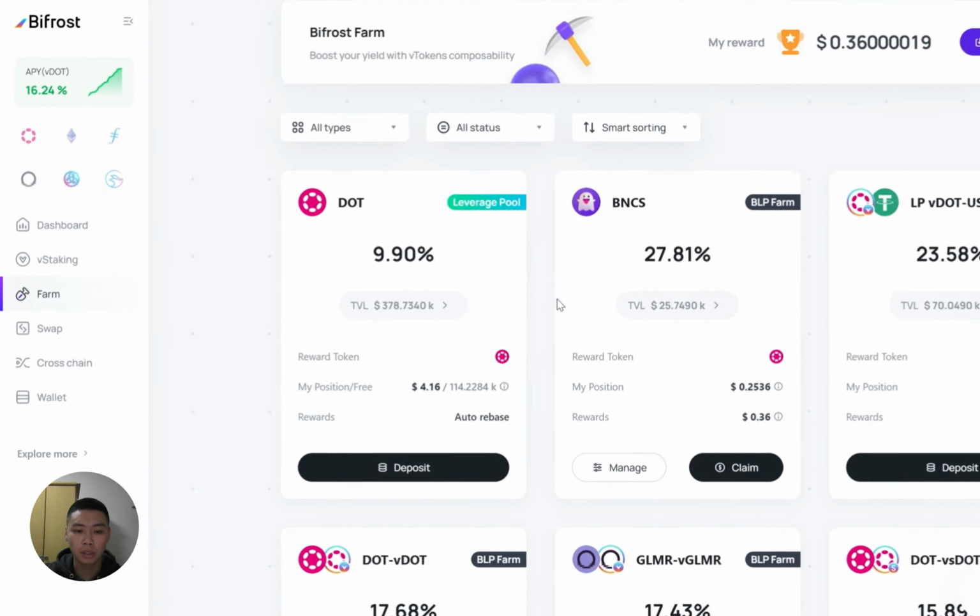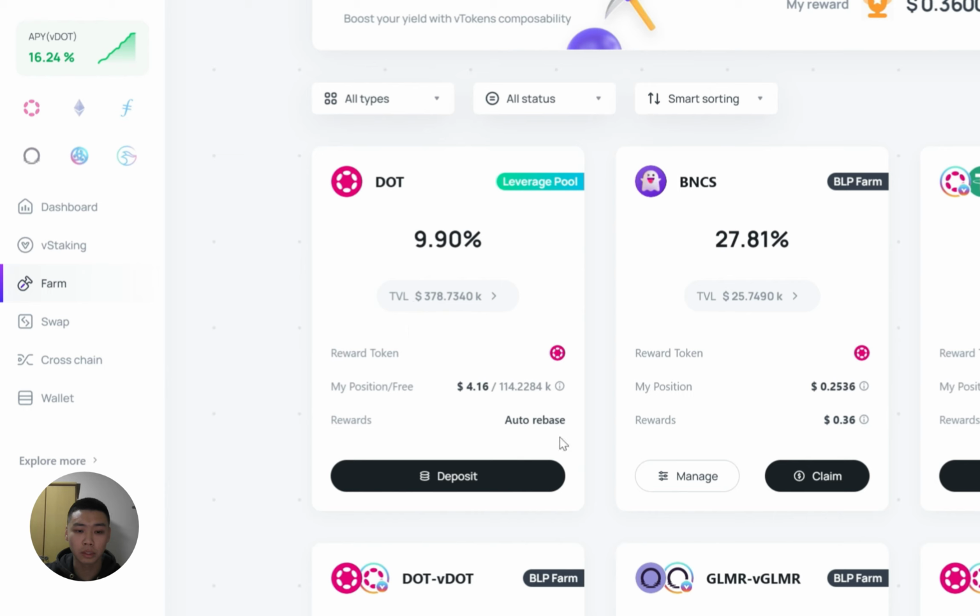So we can see the information of our position in this pool. This is my position. The free amount means the available funds that can be withdrawn from the pool, since we are a supplier, and on the opposite side there's the borrower, right?